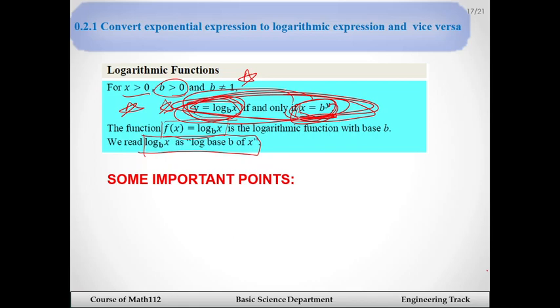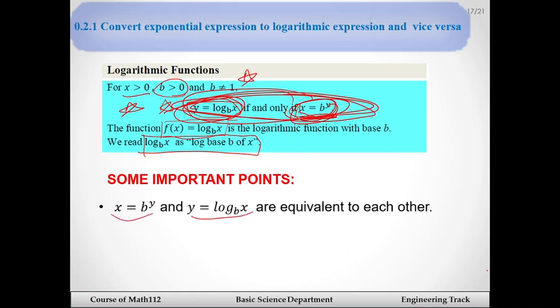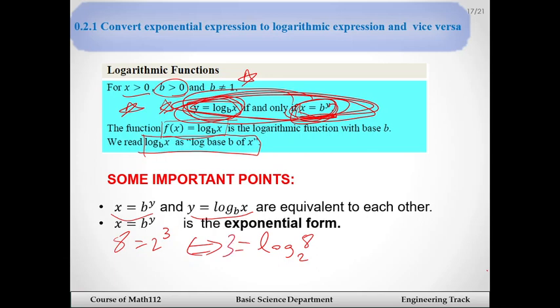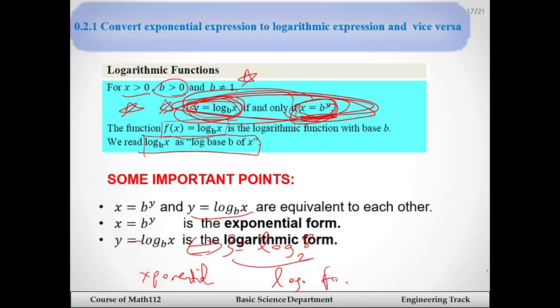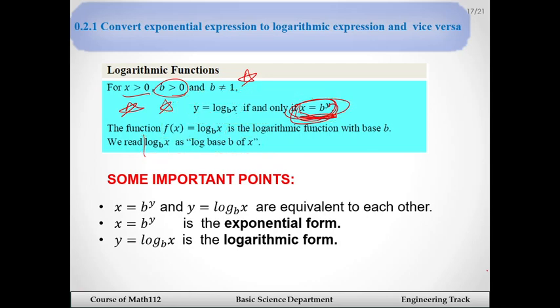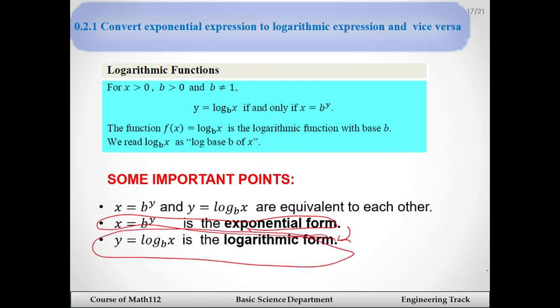Okay, some important points. As I said, they're equivalent to each other. So saying this and saying this, they're the same. Saying 8 is equal to 2 to the 3 is the same as saying the log base 2 of 8 is equal to 3. So they're the same. And we call this part the exponential form, and we call this form the logarithmic form. So in our coming examples, you will see the conversion process. We will ask you to convert this one to logarithmic form, or ask this one and convert it to exponential form.